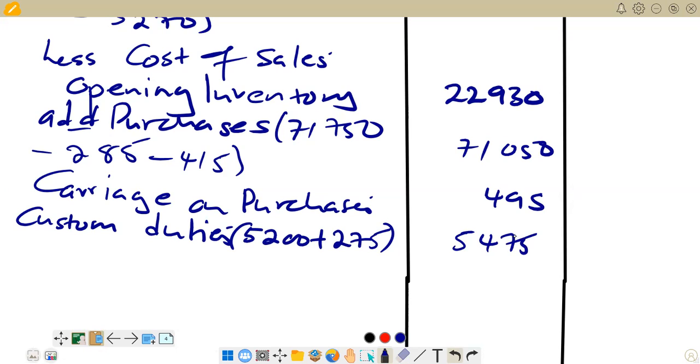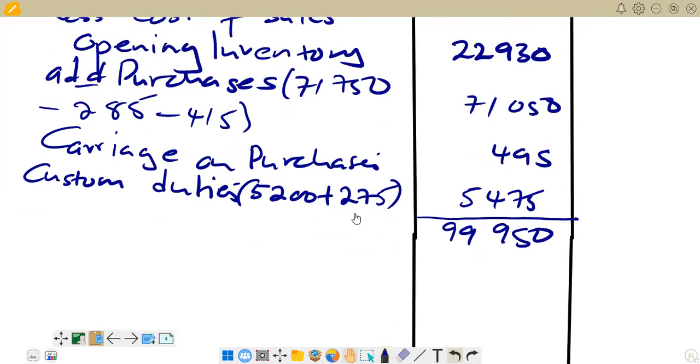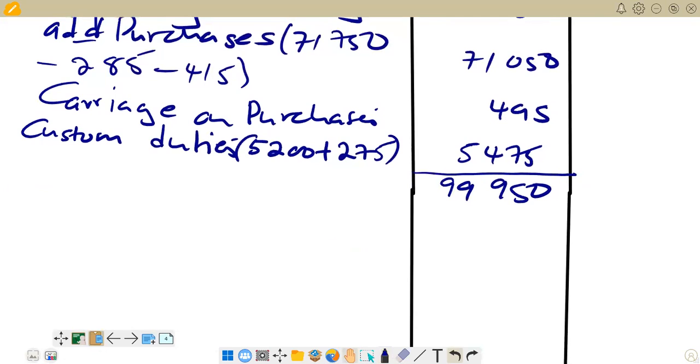So this is what we have. This marks the additions that we are making to opening inventory. Then we can add now to get the total. So we are now saying 22,930 plus 71,050 plus 495 plus 5,475. Then the figure that we are going to get there is 99,950. So remember our formula for cost of sales, we are supposed to subtract our closing inventory.